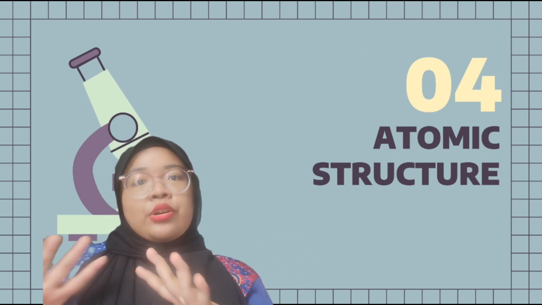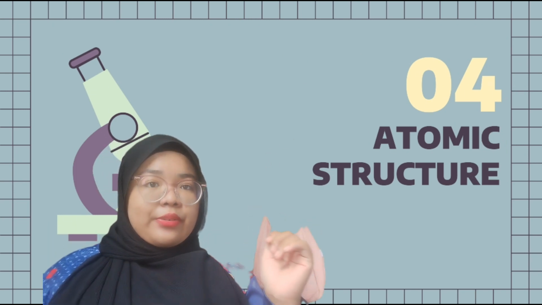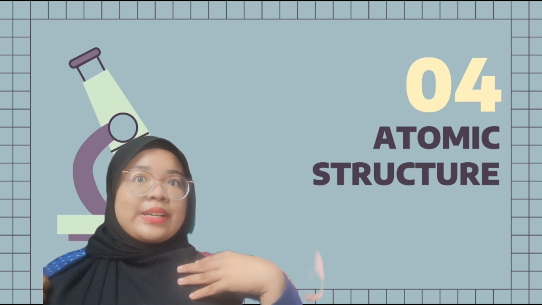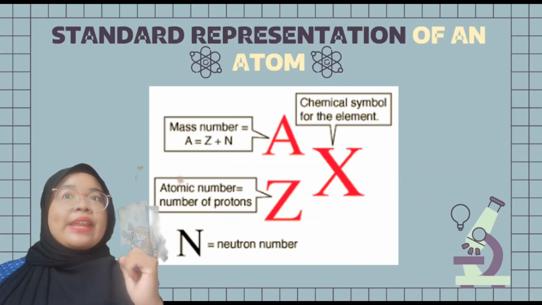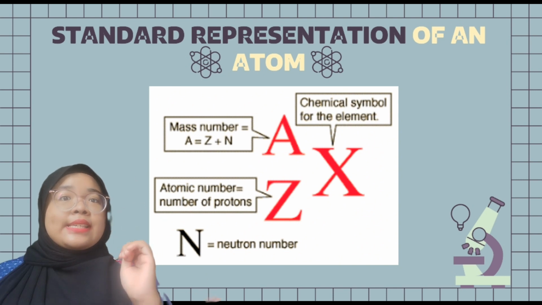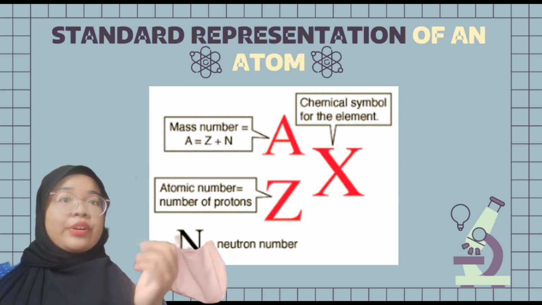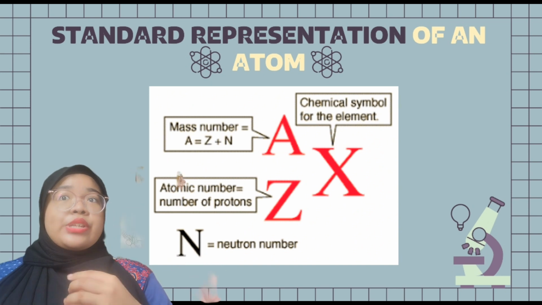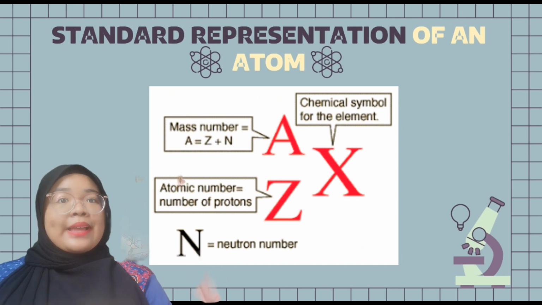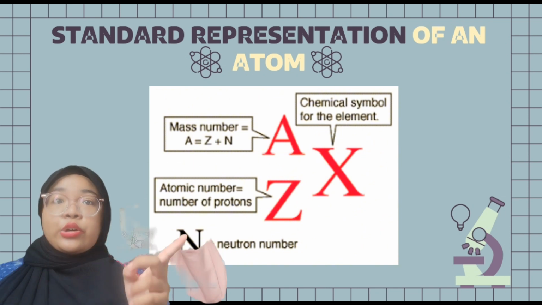So after we know all about the development of atomic models, let's go through the atomic structure. This is the standard representation of an atom. X is the chemical symbol for the element, while A is the mass number, which equals Z plus N, while Z is the atomic number, which equals the number of protons.